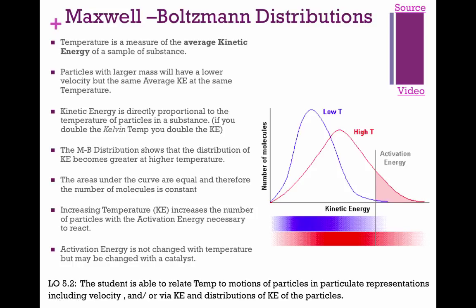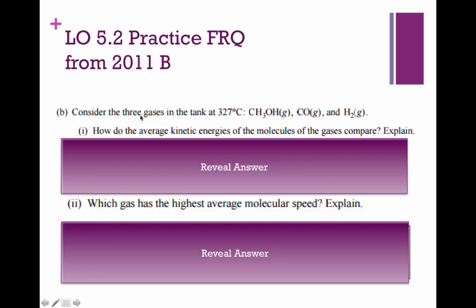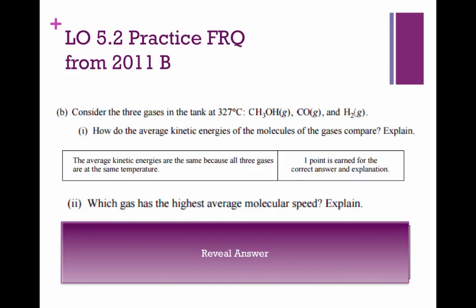But the biggest thing when you're looking at kinetic energy is that kinetic energy and temperature are essentially one and the same. So this question says, consider the three gases in the tank at 327 degrees Celsius. You have methanol, carbon monoxide, and hydrogen gas. How do the average kinetic energies of the molecules of the gases compare, and explain? How would we answer part 1? How do the average kinetic energies compare? They're equal. They're all at the same temperature, which means they all have the same average kinetic energy.